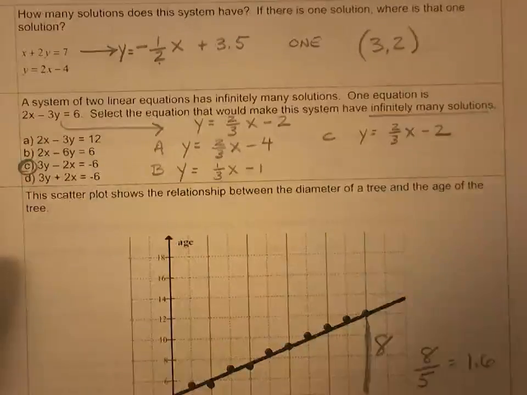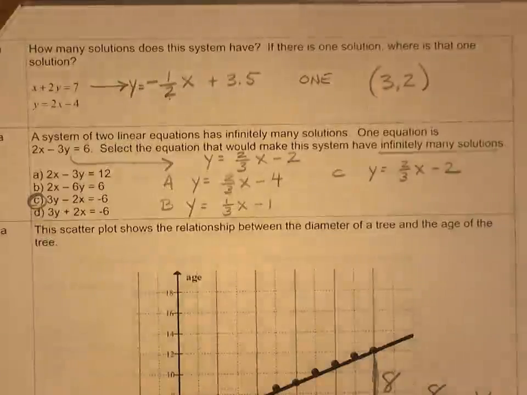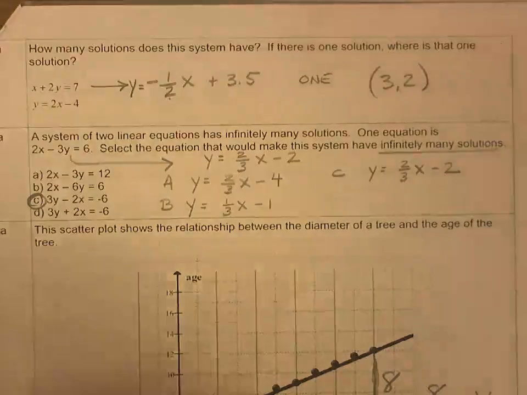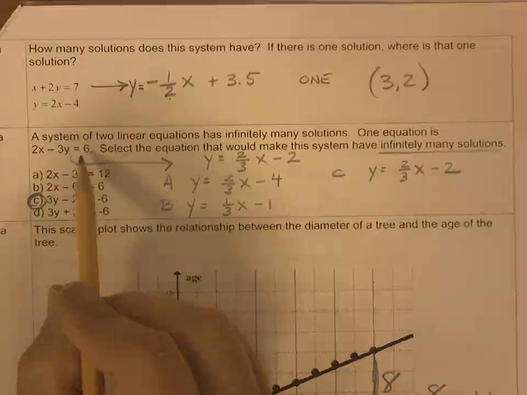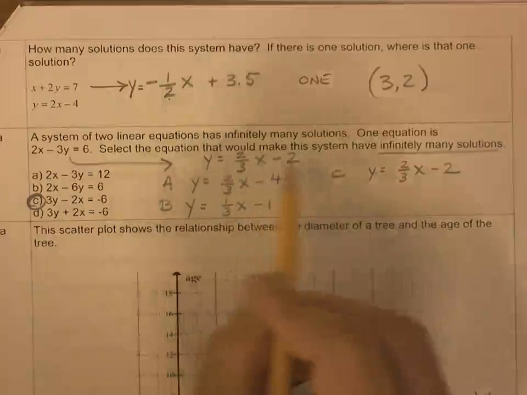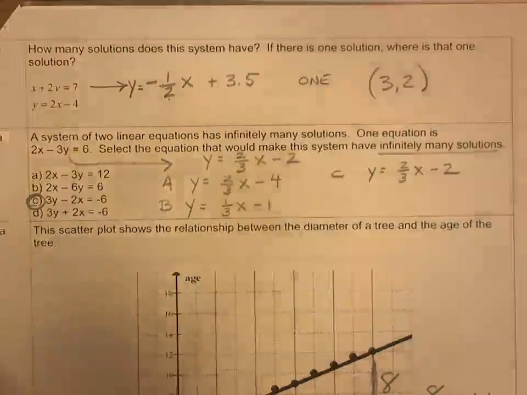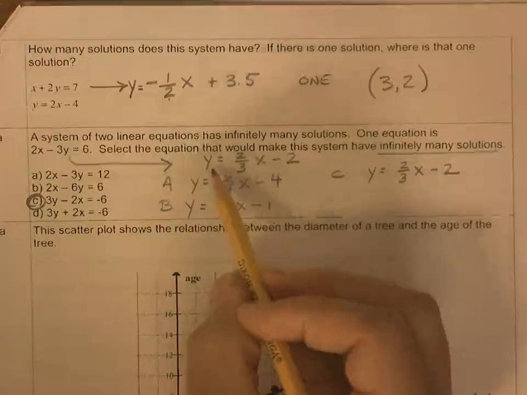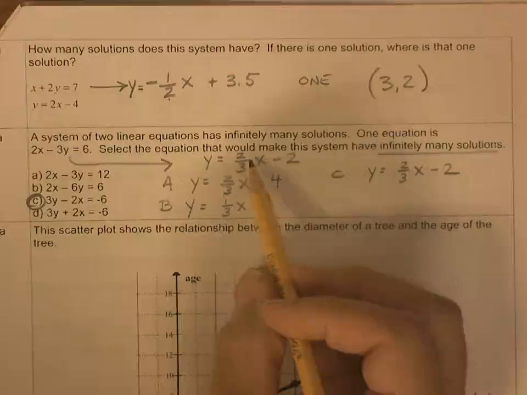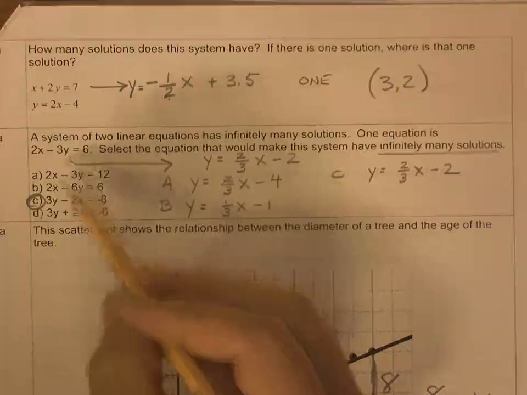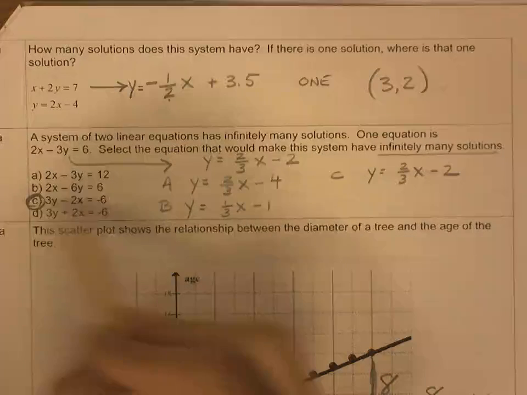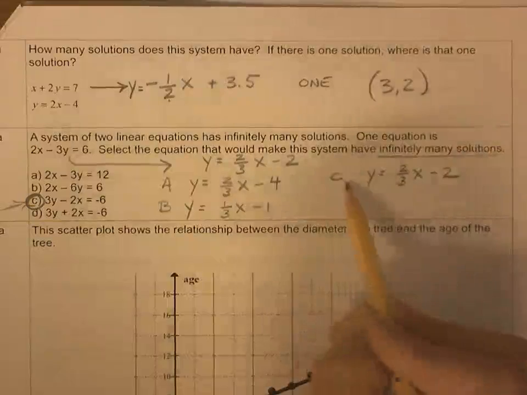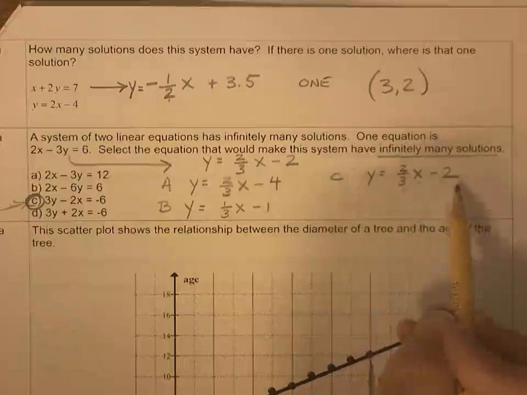Number 8, a system of 2 linear equations has infinitely many solutions. One equation is right here, 2x minus 3y equals 6. Select the equation that would make this system have infinite solutions. Infinite solutions means it's the exact same equation. So I did move the x divided by the y, and I got y equals 2/3 x minus 2. And I kept doing that for each of these until I found the one that was identical, and it's C. C is also y equals 2/3 x minus 2.